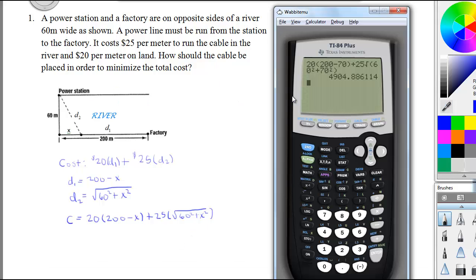Then let's graph it. So we'll go to y equals, and it is 20 times (200 minus x) plus 25 times the square root of 60 squared plus x squared.